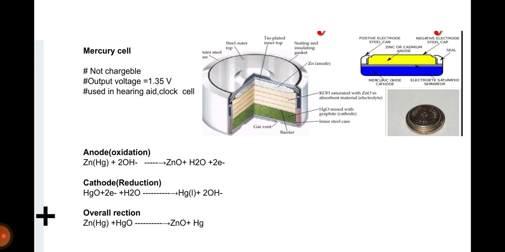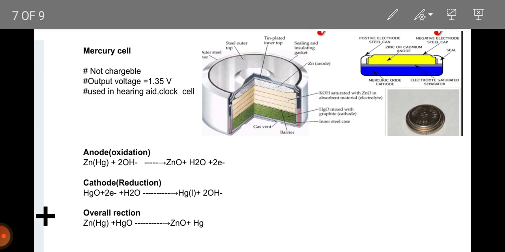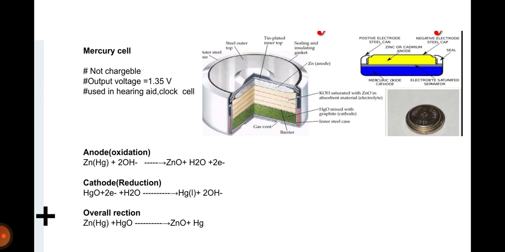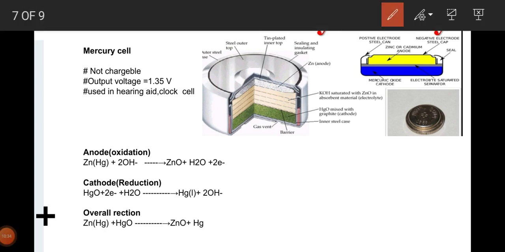In the overall reaction, the two electrons are cancelled, the OH minus ions are cancelled by one another, and the water is cancelled as well, and it forms Zn and HgO going to form zinc oxide plus mercury.